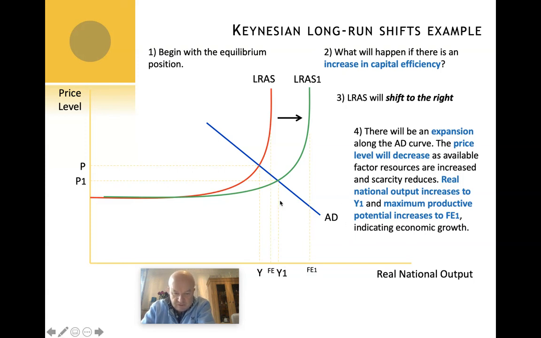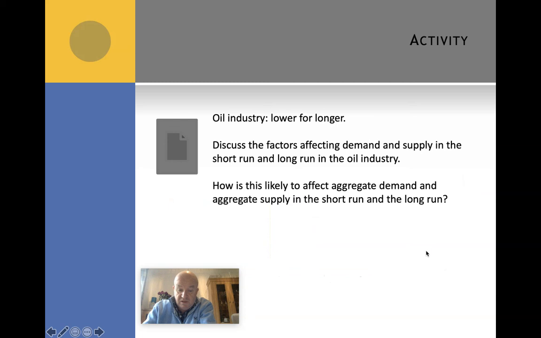Now in this instance, where our aggregate demand has increased because of the fall in price of production, there is also, in the longer run, an increase in the overall productive capacity of the economy, and it's now moved out to FE1. So where our vertical line starts to operate at LRS1, it's at a higher level, and our overall maximum productive capacity has also increased, which indicates an increase in economic growth.